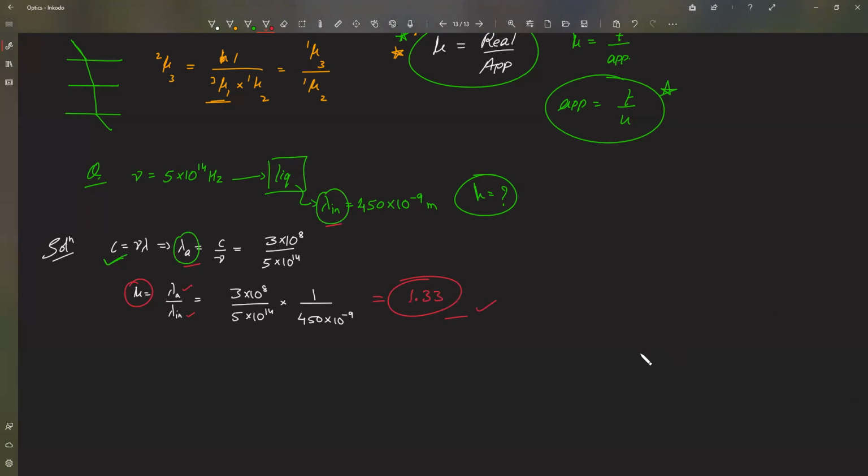1.33 is of water, right? Yeah, it may be. We don't have to remember these things. The concept is more important. Okay.